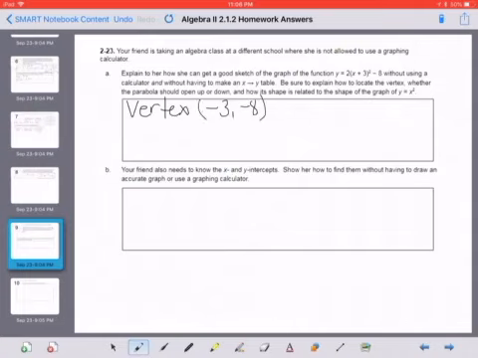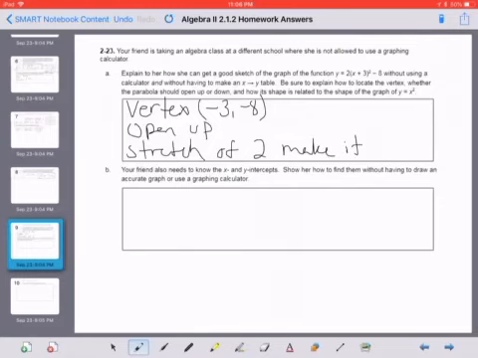Okay, because it's within the equation, I know it's going to open up, and it's got a stretch of 2, which is going to make it skinnier.